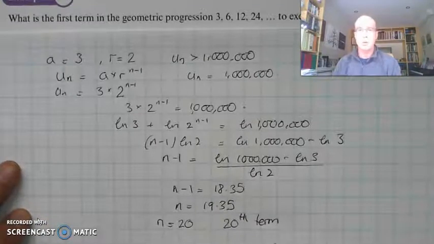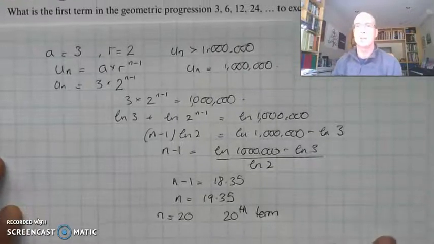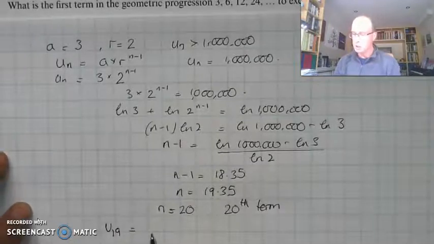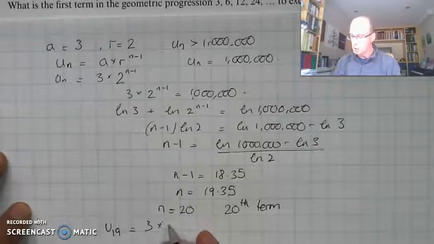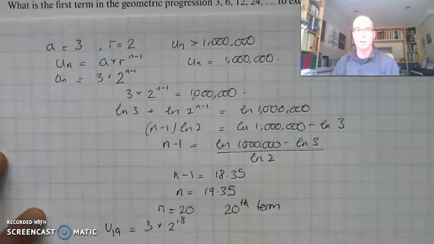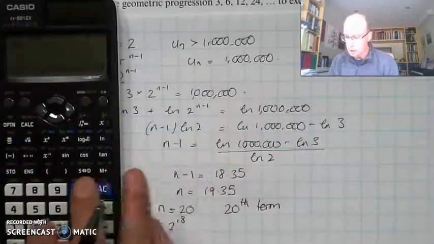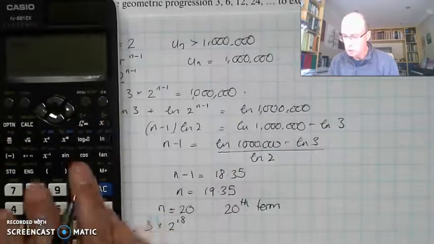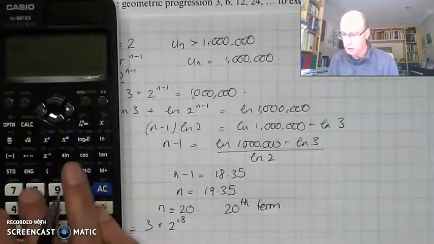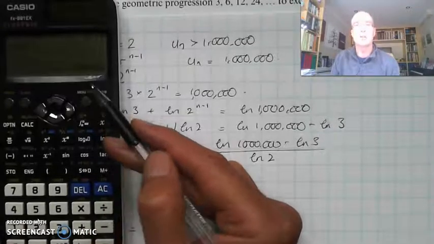At this stage, it's probably worth double checking what the value of the 19th term is, just to check that it is less than 1,000,000. So let's have a look and see what it is. u19 is going to be equal to 3 times 2 to the n minus 1, so 19 take away 1, to the power of 18. Let's pop that in the calculator and see what we get. So 3 times 2 to the power of 18 is equal to 786,432. So it's less than 1,000,000.